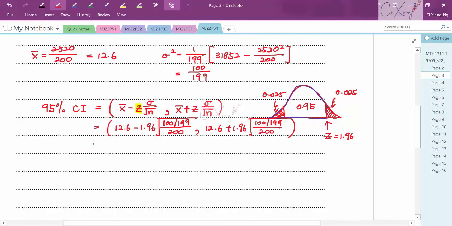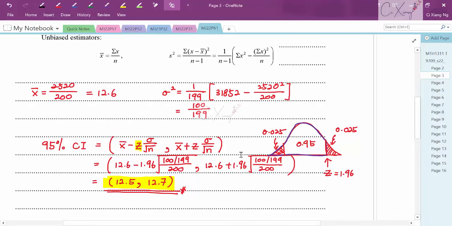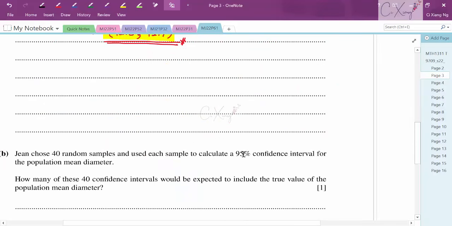Okay, so by pressing the calculator and simplifying the answer to 3 significant figures, we should get 12.5 and also 12.7. So this is how we actually get the 95% confidence interval. All right, so this is part 1, and now we proceed to the next part, which is part number B.